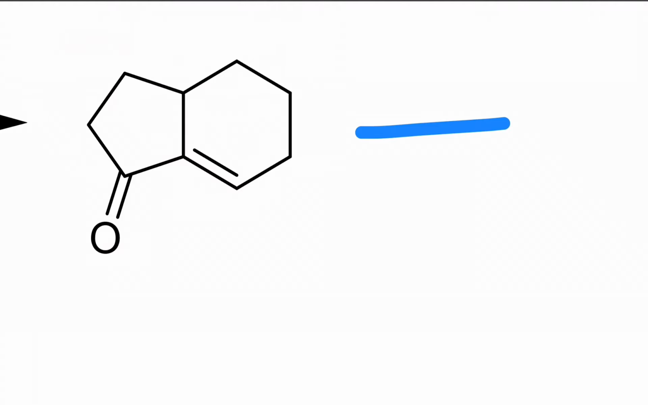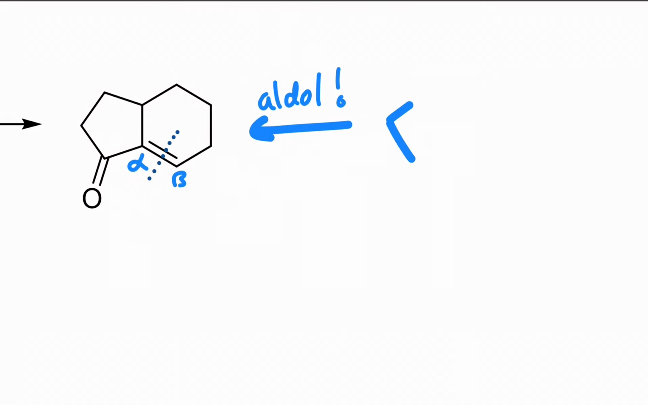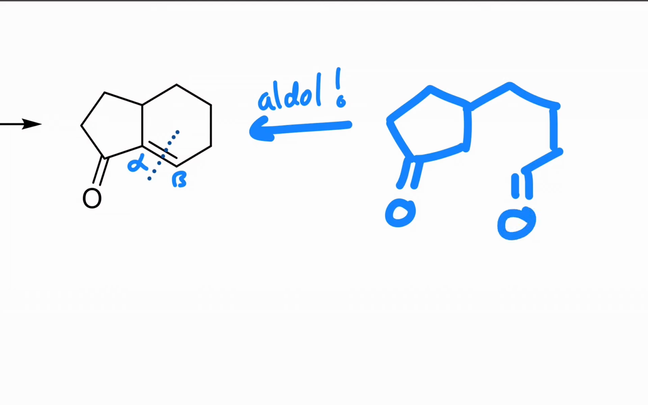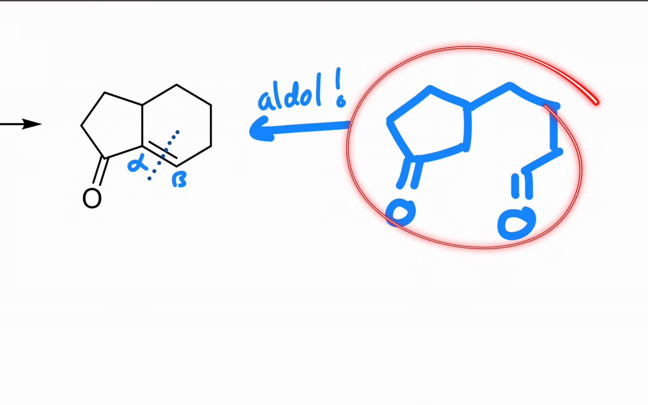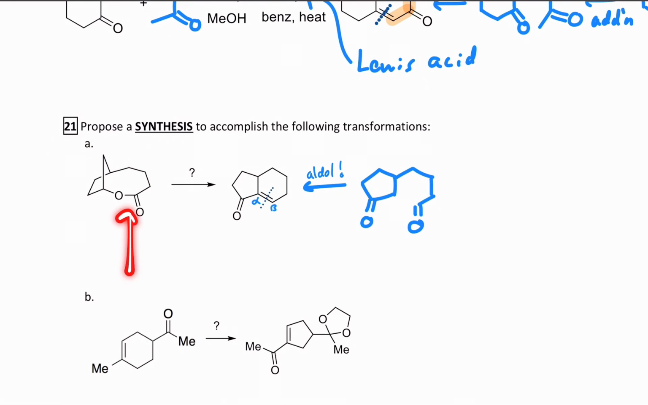So let's do a retrosynthesis and think backwards. If I see an alpha-beta unsaturated carbonyl, I'm thinking aldol. So I can imagine forming that alpha-beta bond, fill in the alpha with hydrogens, the beta make it a carbonyl, in this case an aldehyde. How do I get to this from this starting material? Well, that's an ester. We got to open up that ester bond.